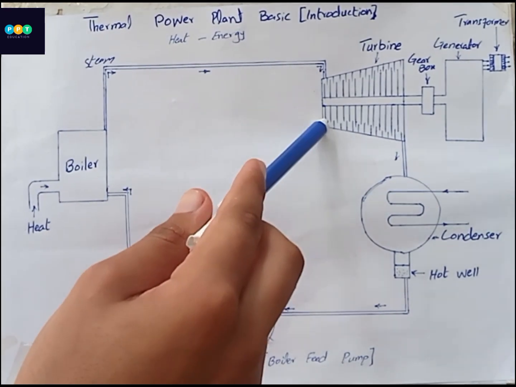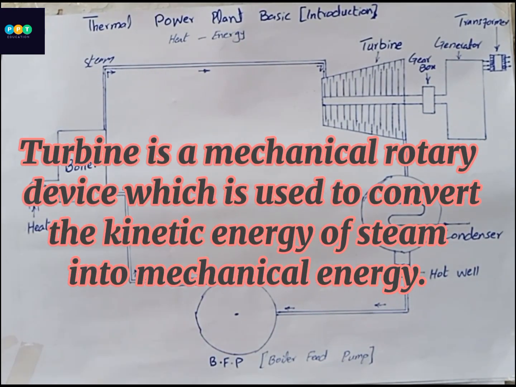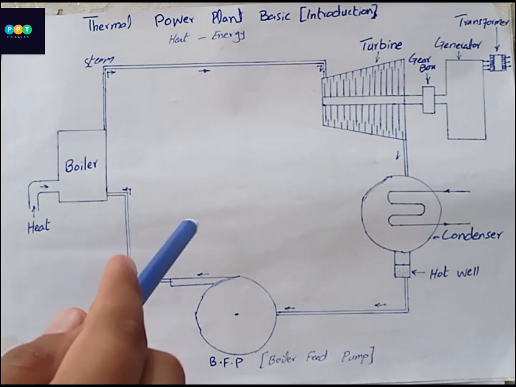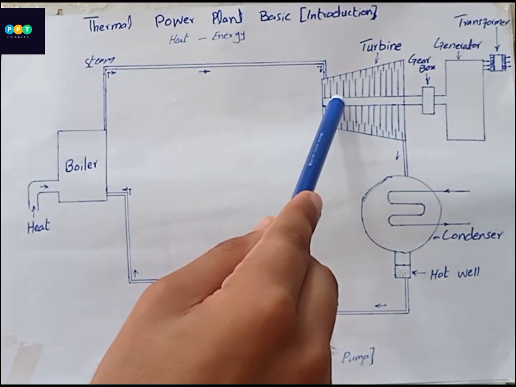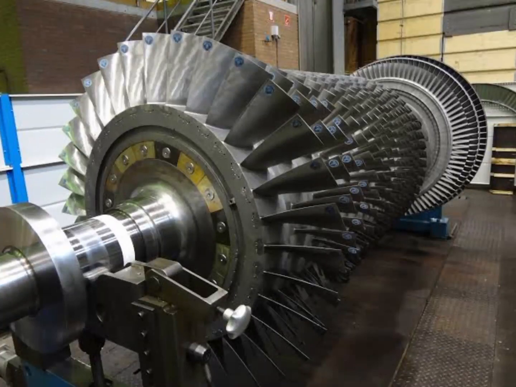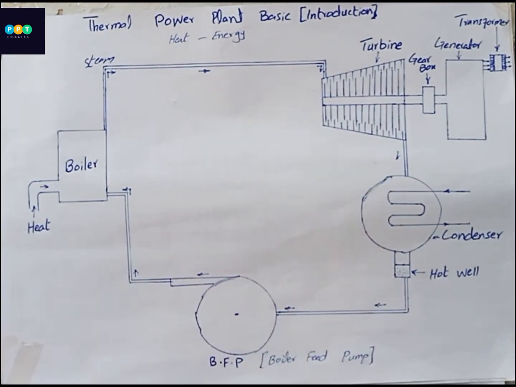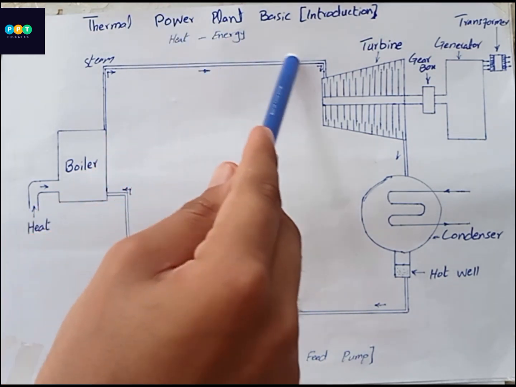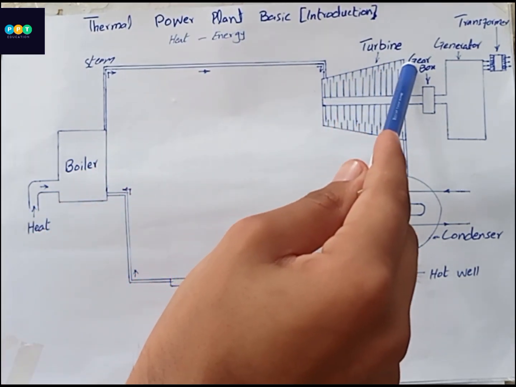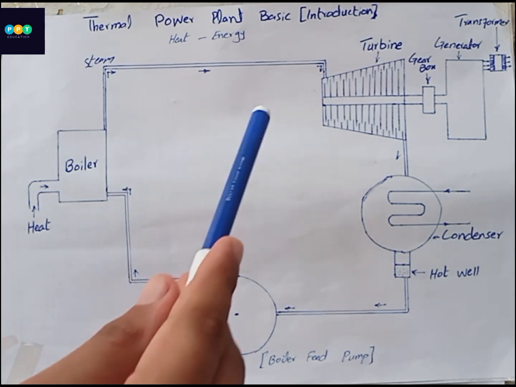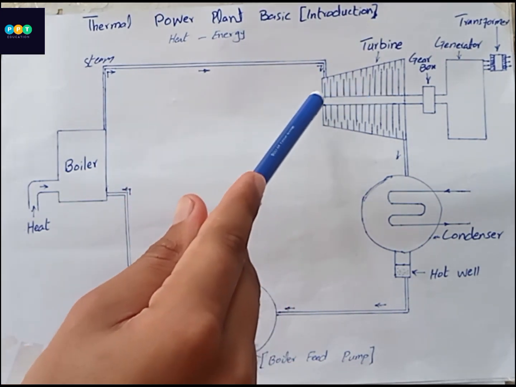3. Turbine. A turbine is a mechanical rotary device which is used to convert the kinetic energy of steam into mechanical energy. A turbine is a rotary device with fixed and moving blades. The moving blades are mounted on the rotor, and the fixed blades on the casing of the turbine. The high-pressure steam passing through the fixed and moving blades will exert a force on them, causing the turbine to rotate, from which mechanical energy will be obtained.